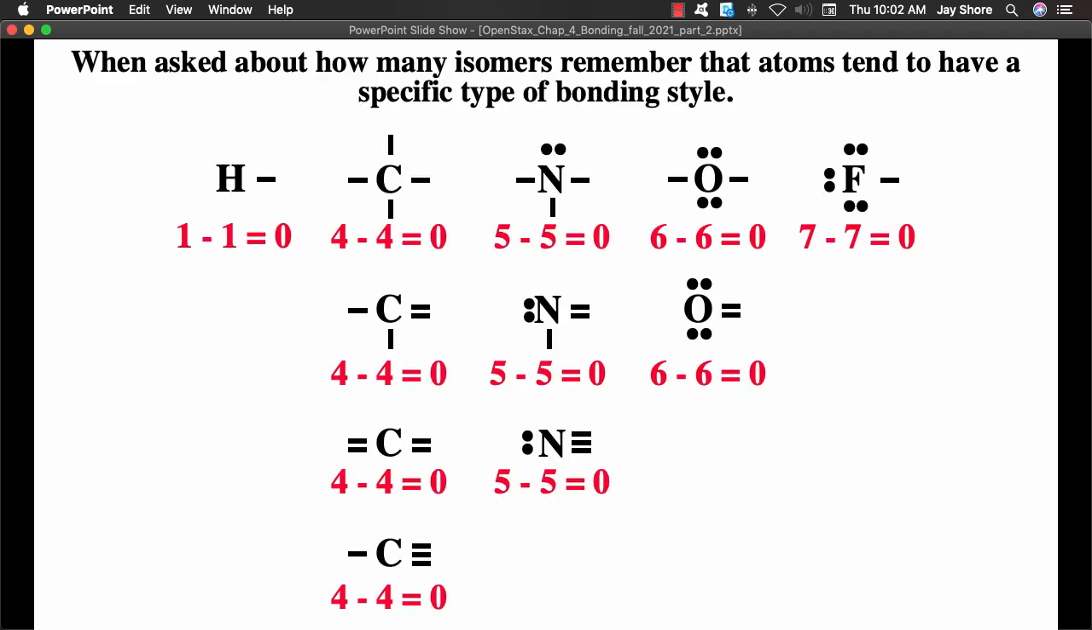Now, when you're asked about how many isomers, remember that atoms tend to have specific types of bonding styles. So you have to remember the structural environments corresponding to formal charges of 0. So remember, hydrogen always has just that single bond. Fluorine just has a single bond, 3 lone pairs. Oxygen will have 2 lone pairs, 2 single bonds, or 2 lone pairs, a double bond. Nitrogen will have a single lone pair, and carbon typically has no lone pairs. So again, when you're talking about structural isomers, I'm just going to constrain to where you have formal charges of 0 for all of the atoms.